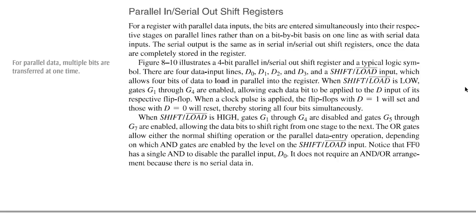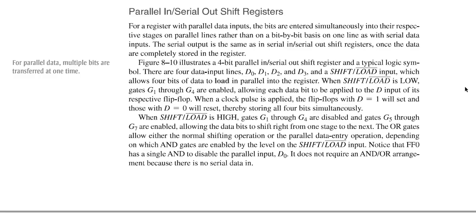Our next shift register is a parallel in, serial out shift register. As the name suggests, it takes the parallel input and gives the serial output, so there is a little change compared to SISO and PIPO. With parallel data inputs, the bits are entered simultaneously into their respective stages on parallel lines, rather than bit by bit on a single line as with serial data.